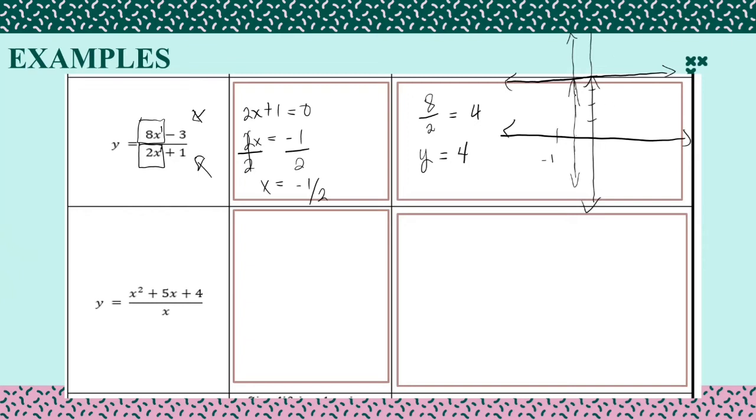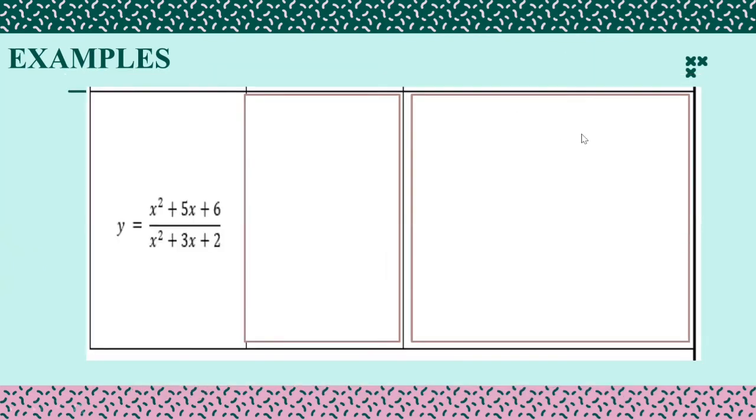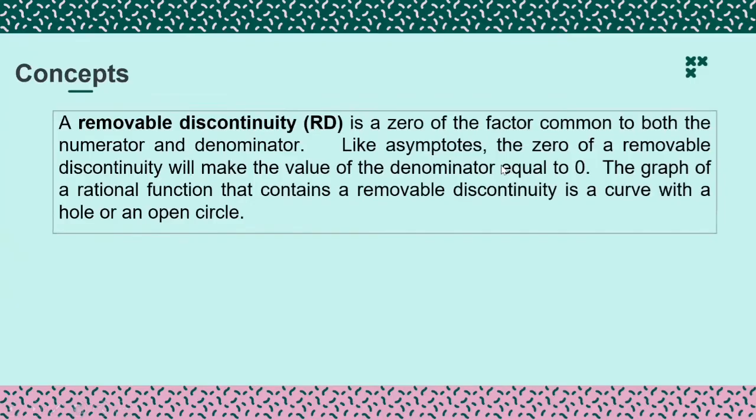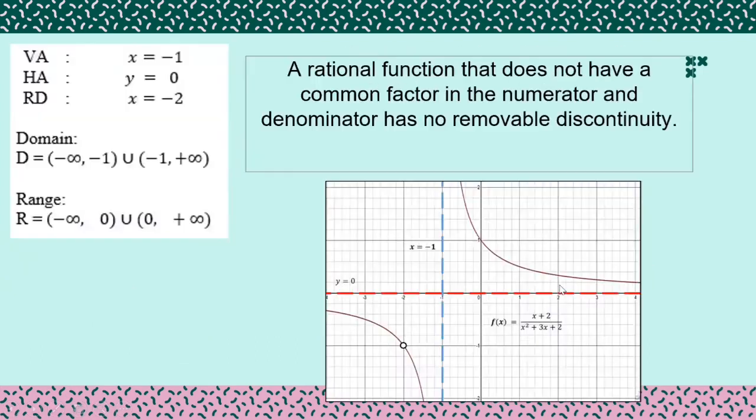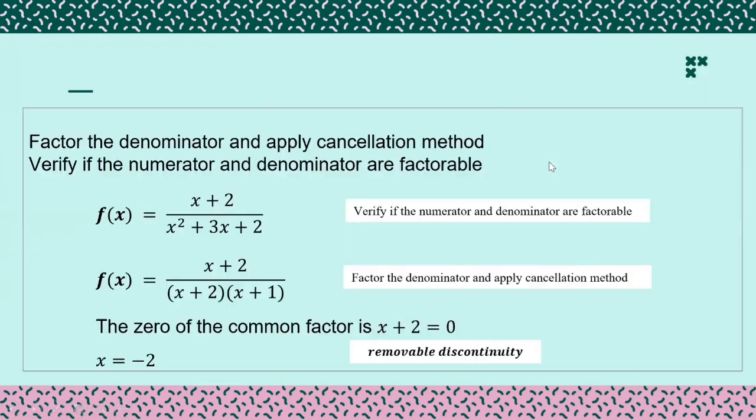Okay, so pwedeng nandito yung graph at nasa kabilang side naman yung ating another graph. So, ibig sabihin, lumalapit siya kay asymptotes pero hindi siya dumidikit kay asymptotes. Okay? Next, let's have the fourth example.